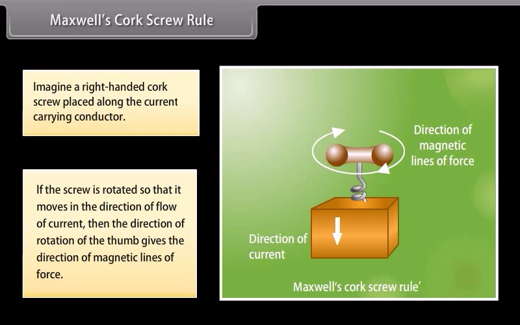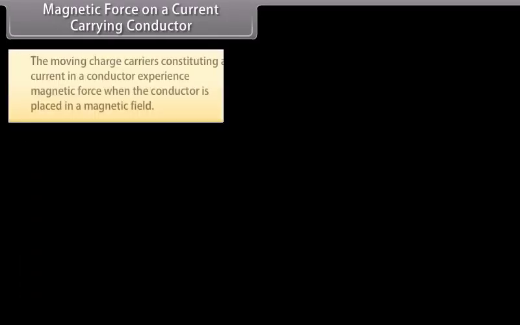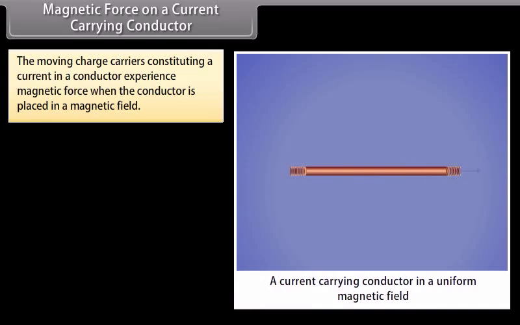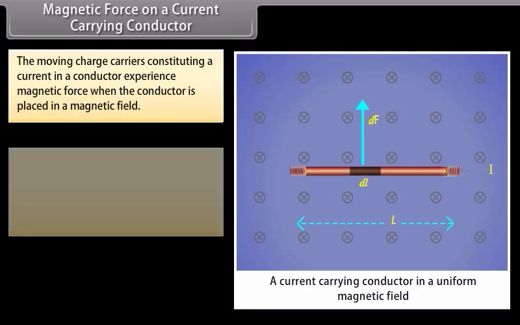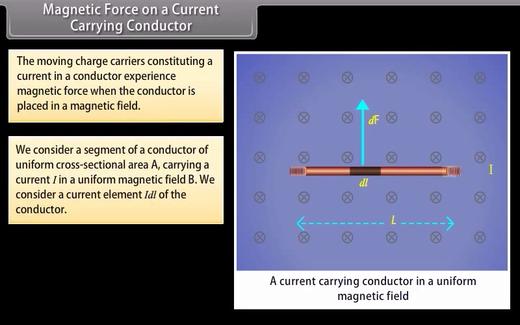Now back to lecture. Magnetic force on a current-carrying conductor. The moving charge carriers constituting a current in a conductor experience magnetic force when the conductor is placed in a magnetic field. We consider a segment of a conductor of uniform cross-sectional area A carrying a current I in a uniform magnetic field B. We consider a current element I dl of the conductor.